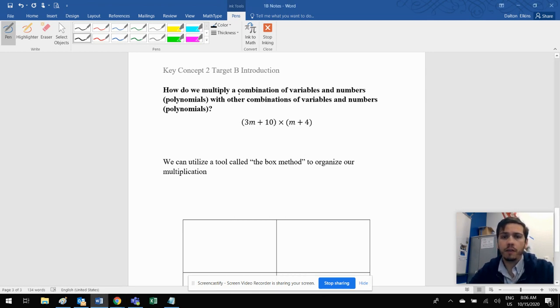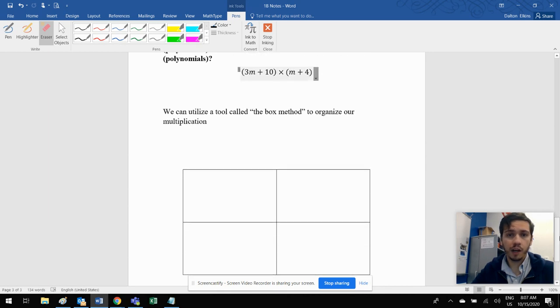Sometimes in a math class, you'll see people draw these little waterfall things. They'll say the 3m needs to be multiplied to the m, also needs to be multiplied to the 4. And then this 10 needs to be multiplied to the m, and then this 10 needs to be multiplied to the 4. This is how I was taught it back in the day. I was taught this waterfall rainbow thing, and each thing needs to be multiplied. So 3m times m, 3m times 4, 10 times m, and then 10 times 4. That was how I was taught and how I was told I need to learn this.